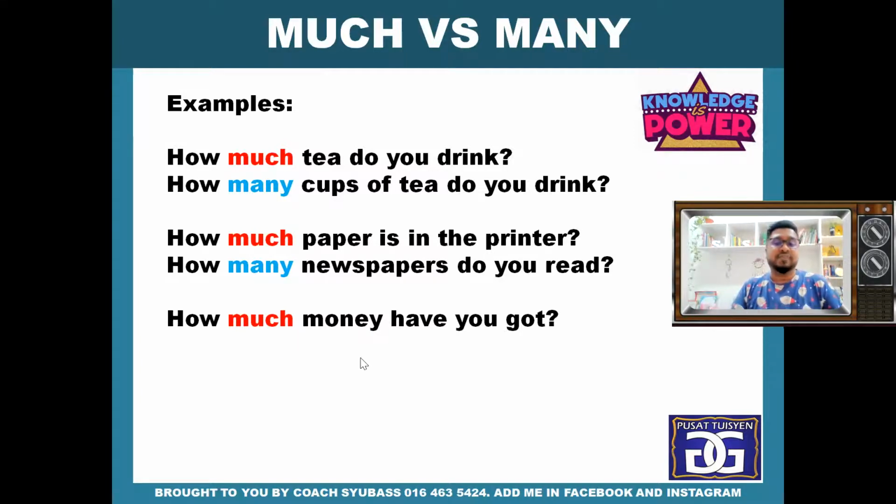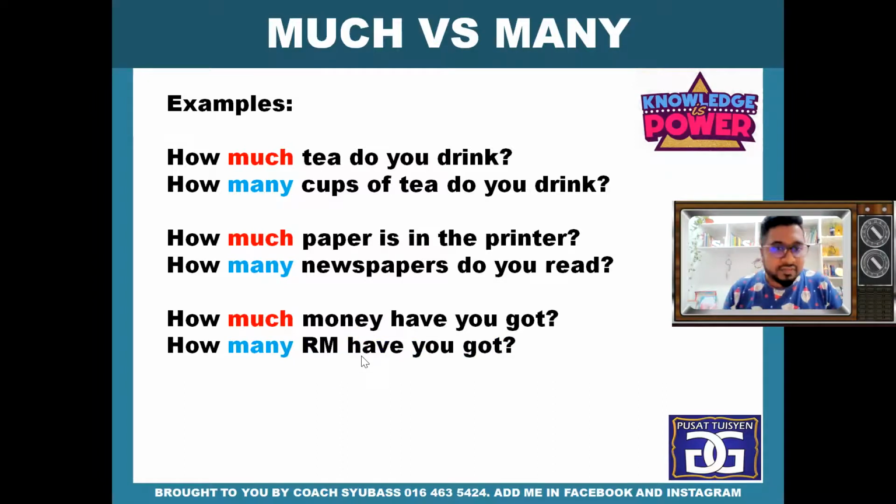So how much money have you got? Now let's go for maksud yang sama, okay? Tapi ini ringgit. How many ringgit have you got? Itu boleh kira. I have 1 ringgit, 2 ringgit, 3 ringgit, 4 ringgit. Itu boleh kira. How many ringgit boleh kira? How much money? Money tak boleh kira, so kita guna much. Ringgit boleh kira, kita guna many. Maksud yang sama. Tapi penggunaan much dan many makes the difference, kan?